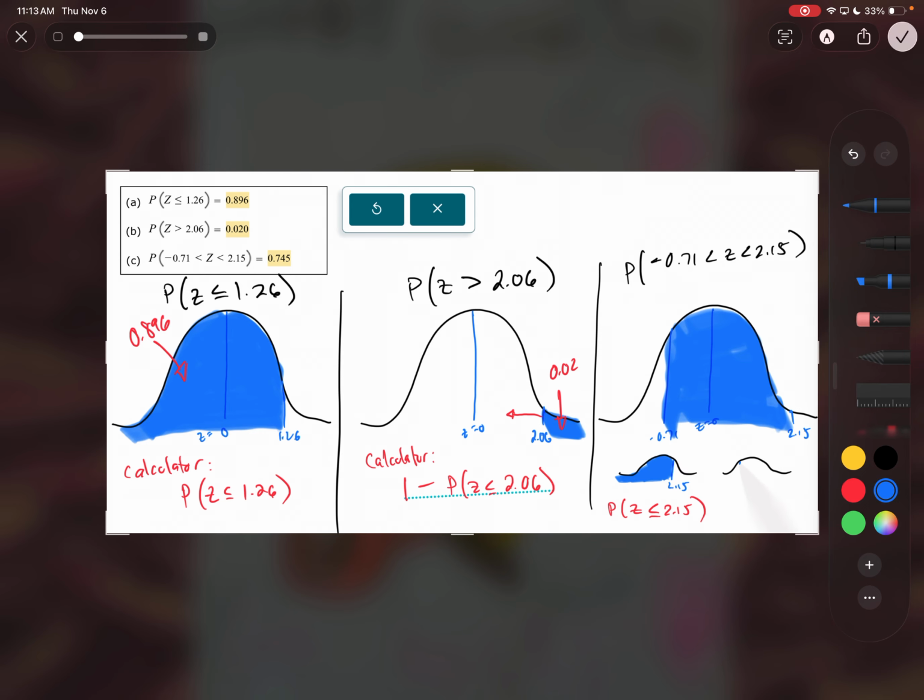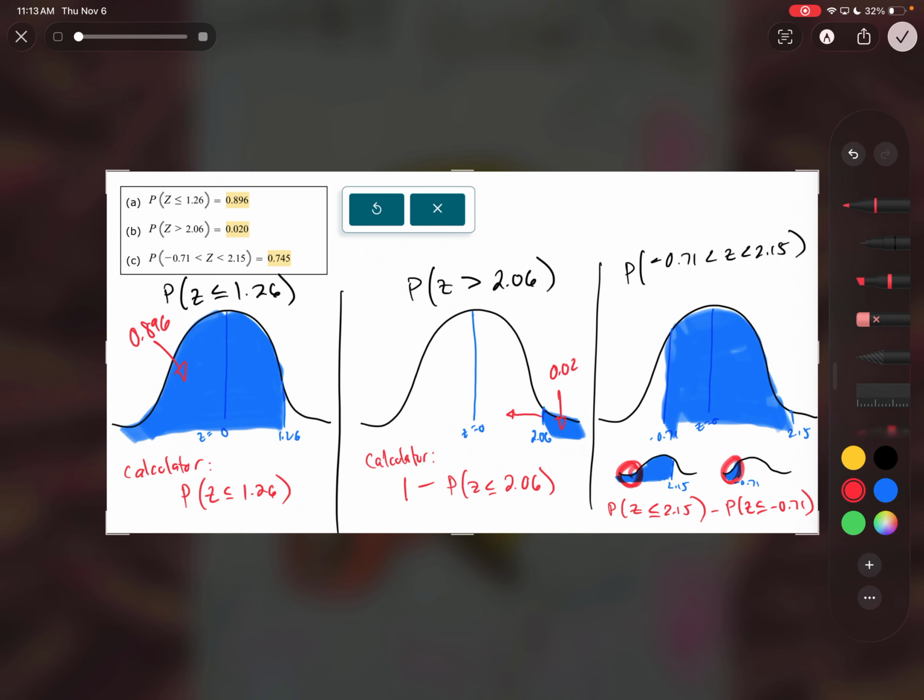What if I found negative 0.71 and found everything to the left there? What if I took away this area right here from this right here? Doesn't that leave me with what's in the middle? Can y'all see that? Is it big enough to see? If I took this little left tail away from my one on the left, that would leave me with what's in the middle. So what I have to do here is subtract the smaller one from the bigger one, and that will find my answer.